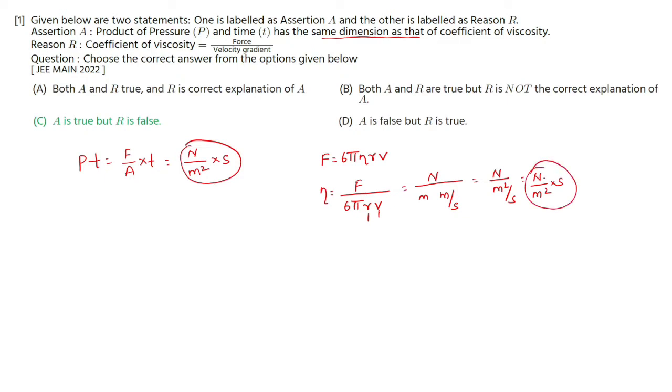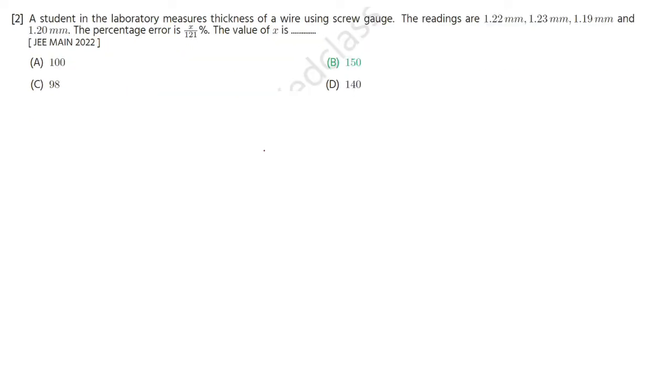So here if you observe carefully, the product of pressure and time and the unit for coefficient of viscosity is both same. But here the reason, if you observe carefully, it is given as force per velocity gradient. Okay, so coefficient of viscosity is the product of force divided by r into v, where v is the drift velocity here. So the formula that is given in the reason is not correct. So we can go with option C, that is assertion is true but reason is false. Okay, next question.